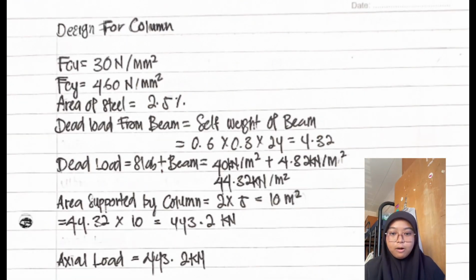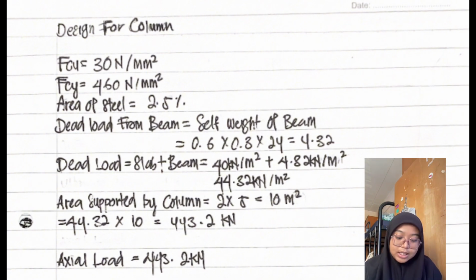Assalamualaikum warahmatullahi wabarakatuh. My name is Nur Marina binti Muhammad Bara and I will present about the column design for our group assignment. So FCU that we use in this column design is 30 Newton per millimeter square. After that, FCY that we use in this column design is 460 Newton per millimeter square. And then the percentage of main steel provided is 2.5%.